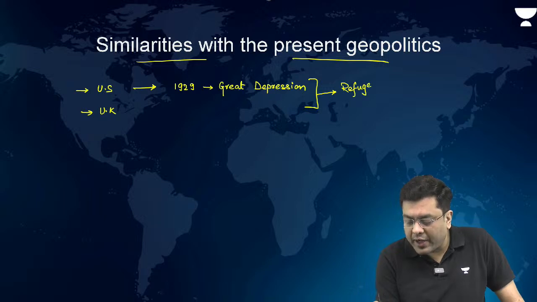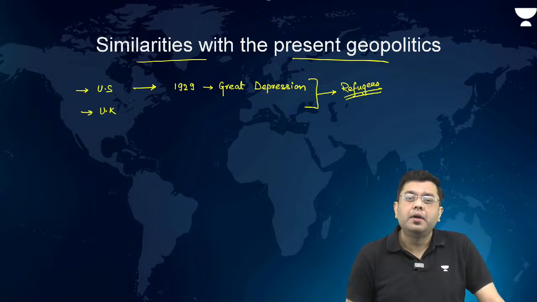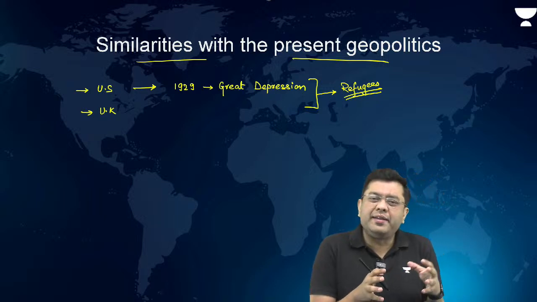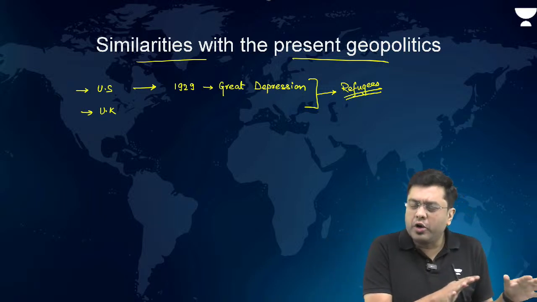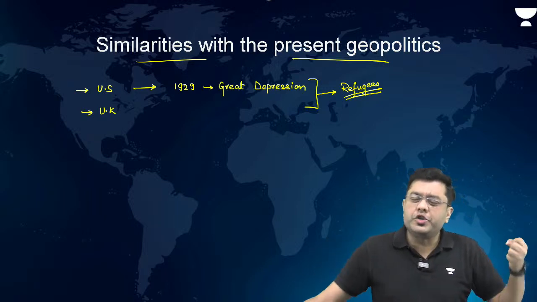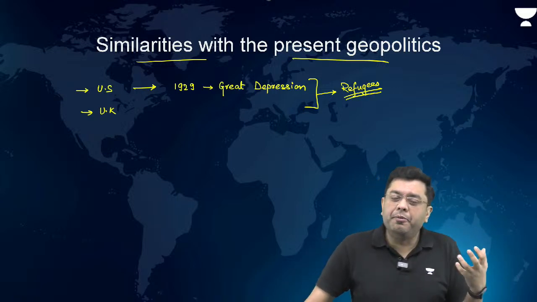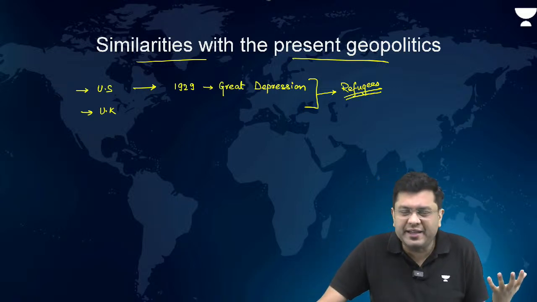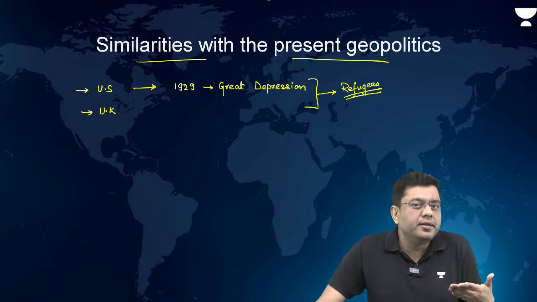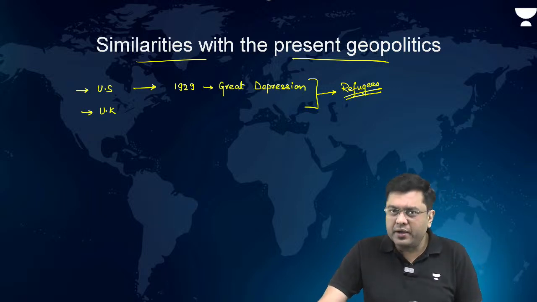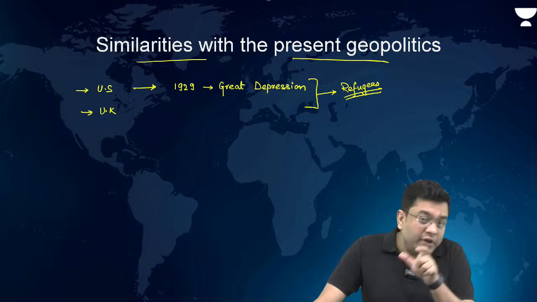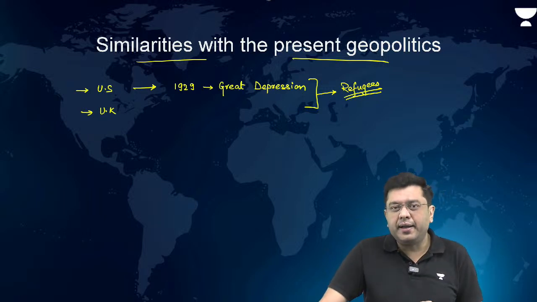Even today, if you take a look at it, many of the countries where the persecution of the minorities, civil war kind of situation persists, when the local population is trying to flee that area, Western countries, they are not ready to accept the migrants, the refugees. So there is a large scale similarity.